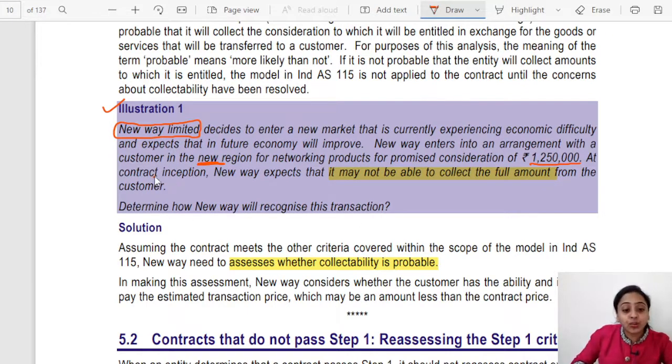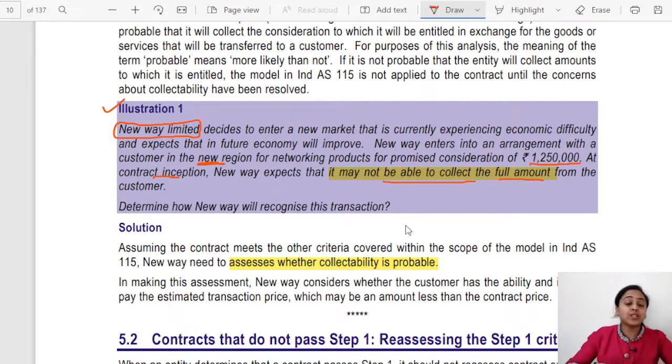At contract inception, that is at the beginning of the contract, New Way expects that it may not be able to collect the full amount from the customer. Determine how New Way will recognize this transaction.